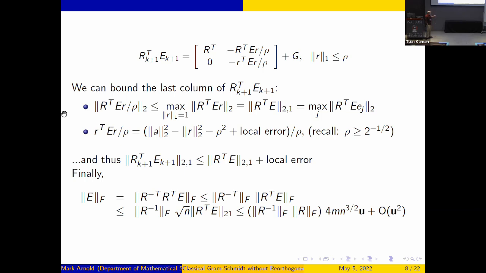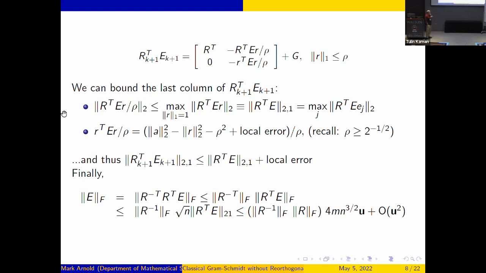So this result up here says that the 2-1 norm of R transpose E size k plus 1 is this. And so when I look at the next step, I have the orthogonality error no bigger than the orthogonality error that I had previously. So this allows for easy induction that says the norm of R transpose E can't grow more than the local error at each step.